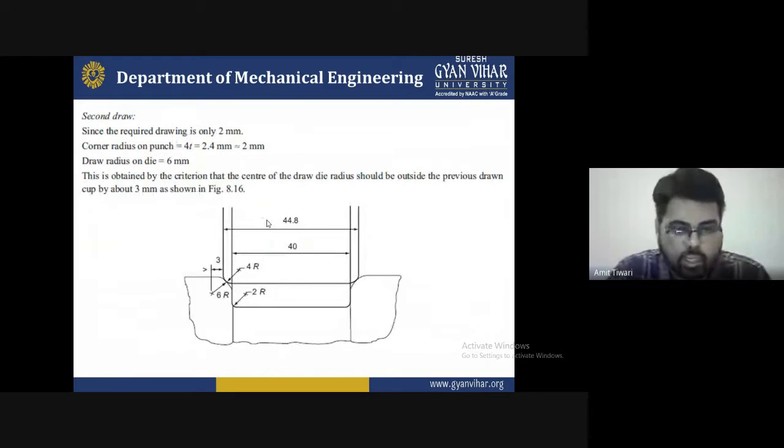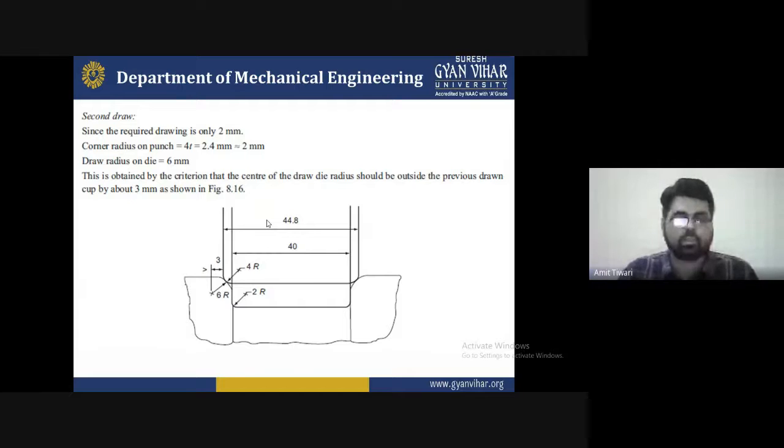Now for the second draw, we have to consider another one, that we have shown in the diagram. That is, if you have the outer diameter 44.8, the inner diameter 40, the corner radius 3, and we have to find out the inner radius, that is 4, and 2 in the internal radius. So there are some dimensions which are given in the figure.